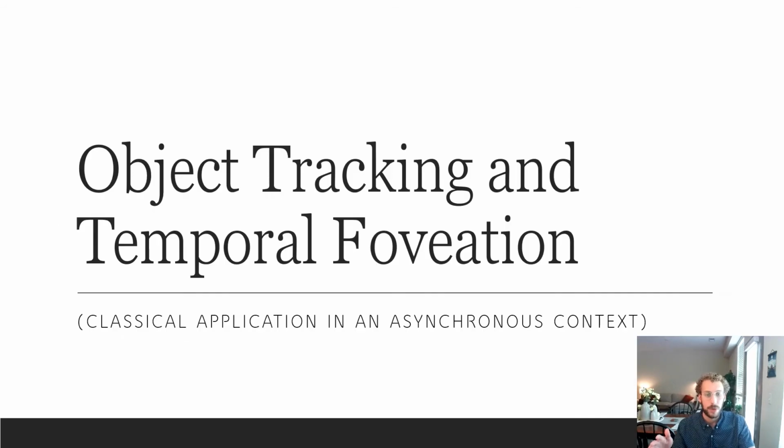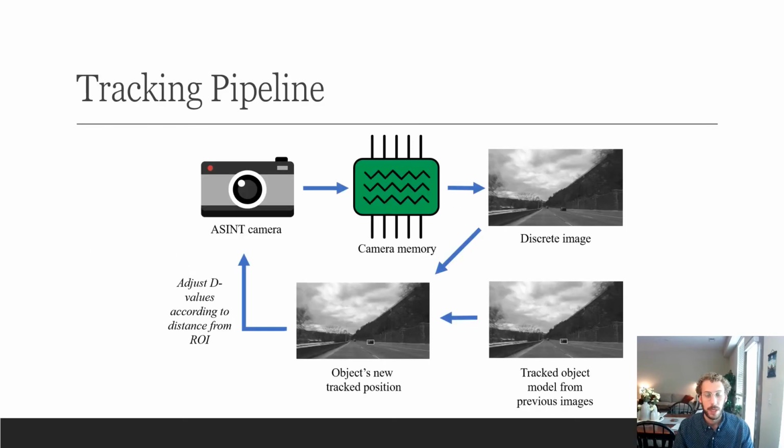Now we next wanted to try applying a classical computer vision application in an asynchronous context to this emulated ASINT video. So here we have object tracking in temporal foveation. The goal here is to track a single moving object, and this is a diagram of our pipeline if we were to have an actual async camera, but for the purposes of this paper, again, this async camera is being replaced with the camera emulator.